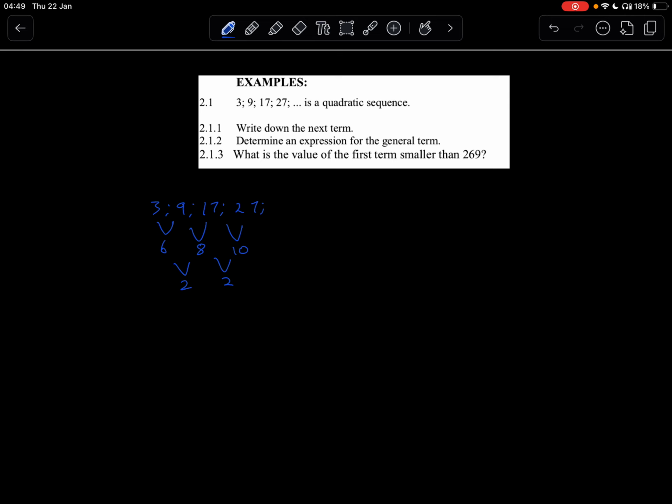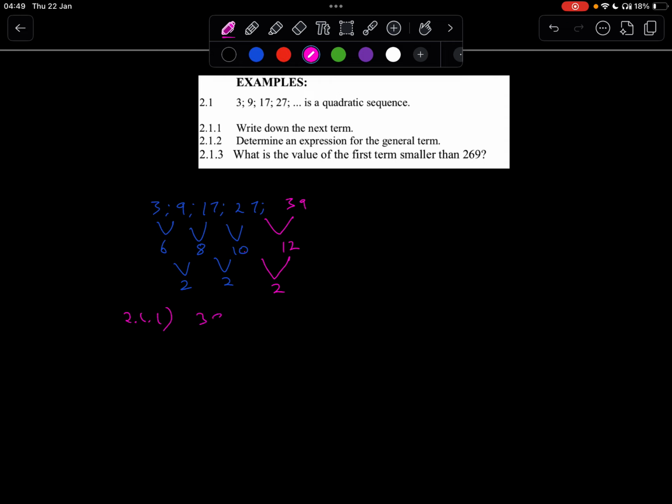So that's a quadratic sequence. Perfect. So the next second difference will also be 2. 10 plus 2, that's 12. Now we add: 27 plus 12 is 39. So the answer for 2.1.1 is 39.